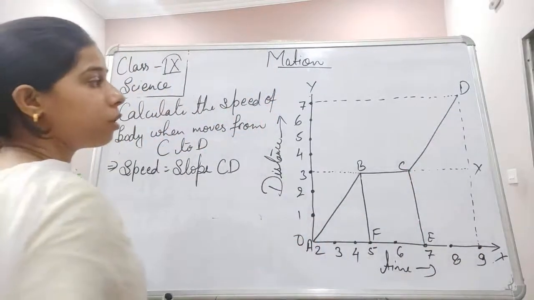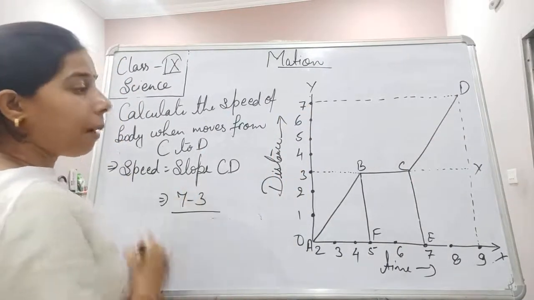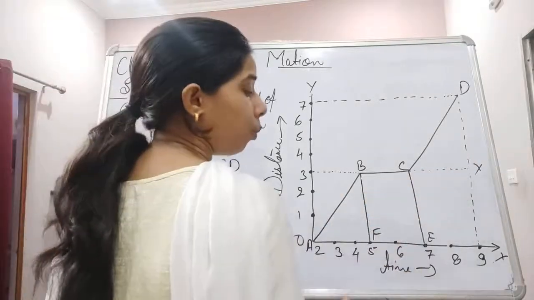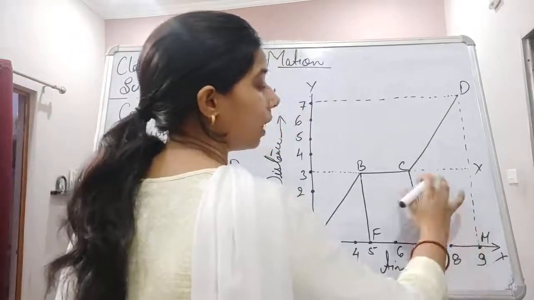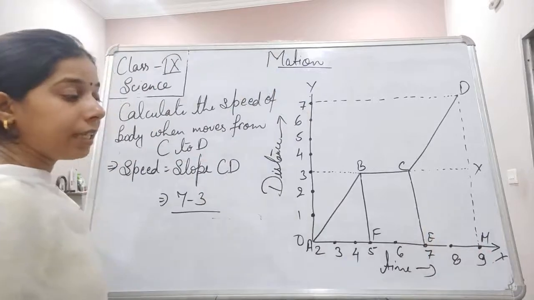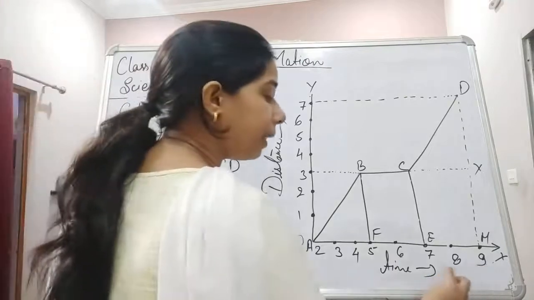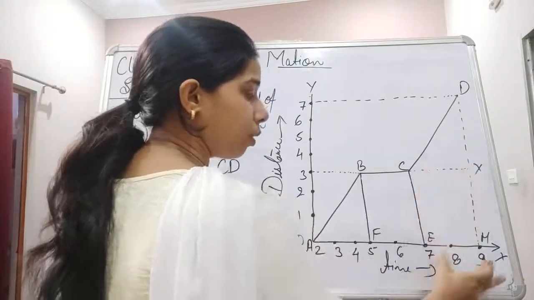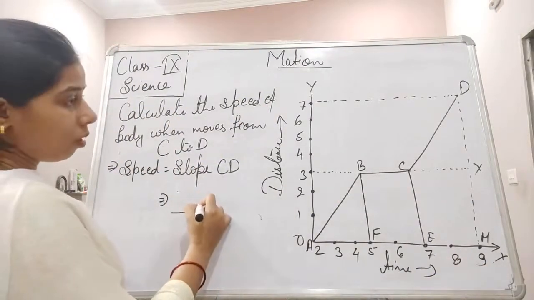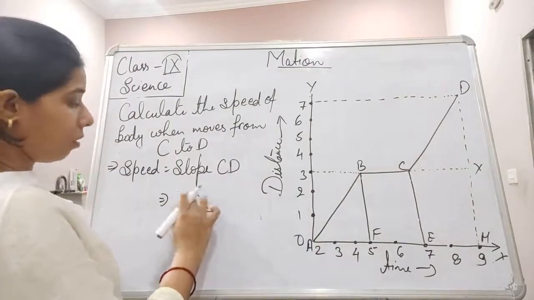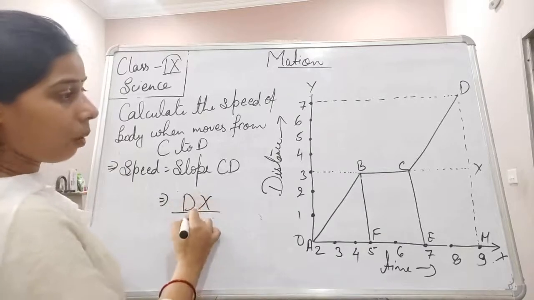So DX will be equal to 7 minus 3. So this will be 7 minus 3 upon CX. Here, suppose we write m, so CX will be equal to Em. And what is Em? This will be equal to 9 minus 7. As you can see here, student, this is equal to this one. We can also write this slope CD as DX upon CX.